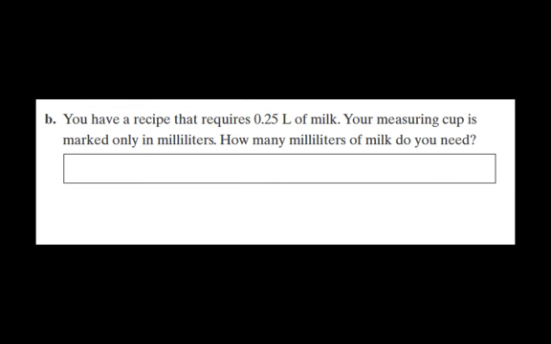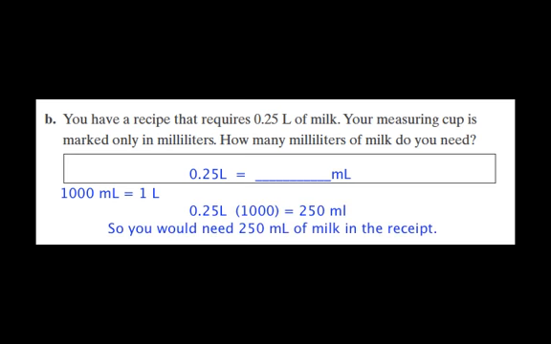For the last example, you have a recipe that requires 0.25 liters of milk. Your measuring cup is marked only in milliliters. How many milliliters of milk do you need? So you're converting 0.25 liters into milliliters. Well, we know that there are 1,000 milliliters in 1 liter. So we're going to take the 0.25 liters and multiply it by 1,000. 250 milliliters. So you would need 250 milliliters of milk to put into the recipe.